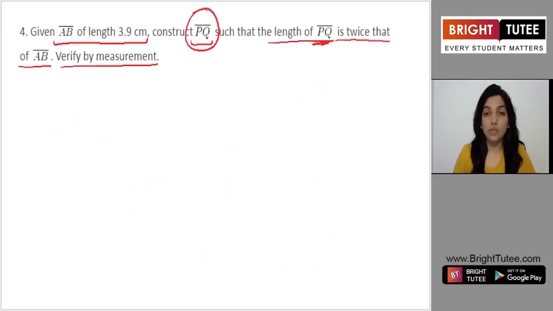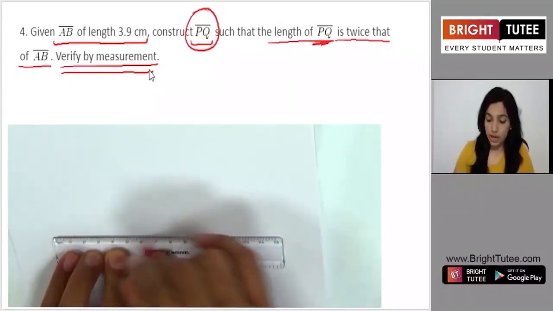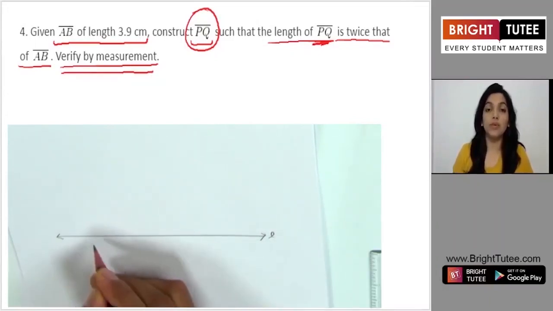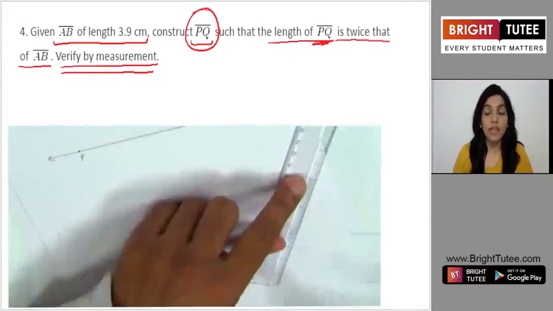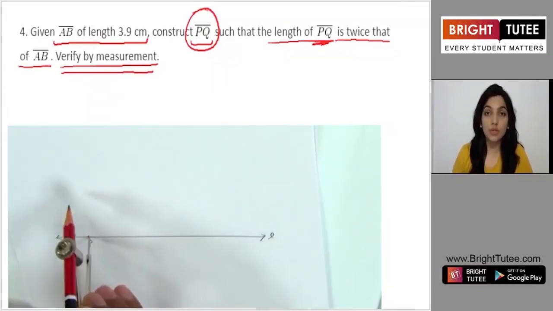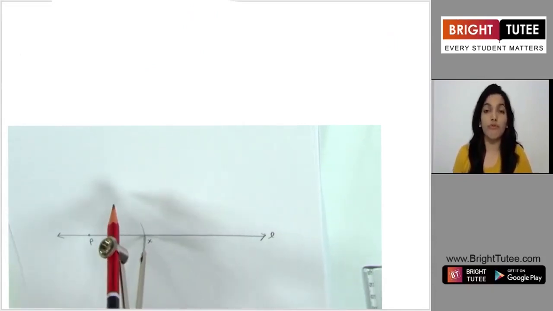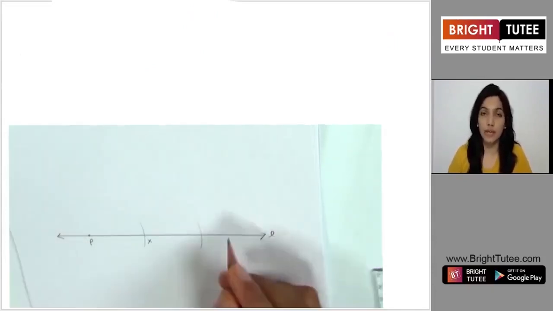centimeters. So what are they saying now? Verify the measurement. So how do you verify your measurement? Use the ruler. Check whether the length of PQ is equal to 7.8 or not. So if you are drawing this with me, please make sure that you use the ruler to check the length of PQ and see if this length of PQ is twice of AB or not.